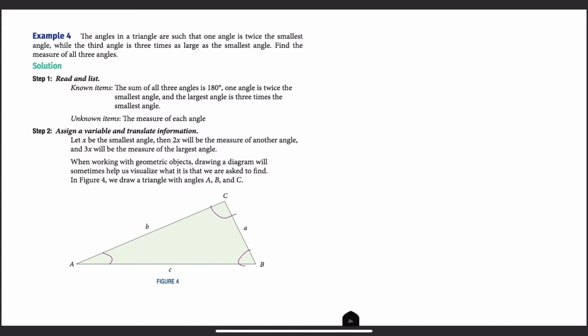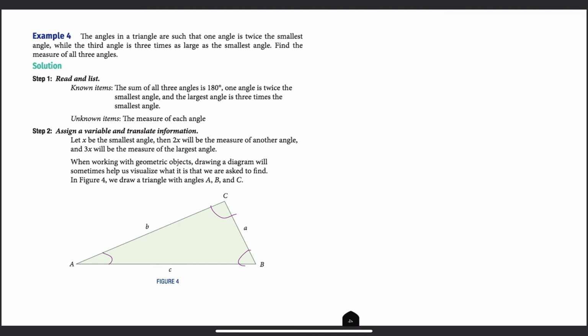Now let's go ahead and read this problem and start thinking about translating it. So it says the angles in a triangle are such that one angle is twice the smallest angle, while the third angle is 3 times as large as the smallest angle. Find the measure of all 3 angles. So we want to find all the measures of all the angles. We know that one angle is twice the smallest angle, and another angle is 3 times the smallest angle.